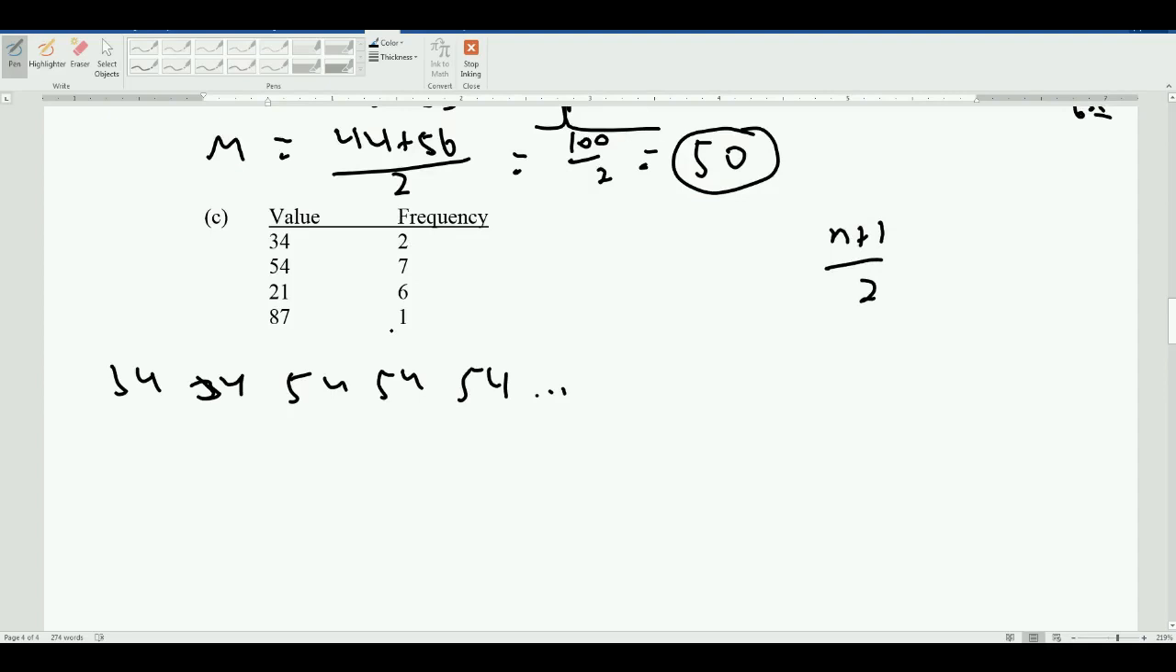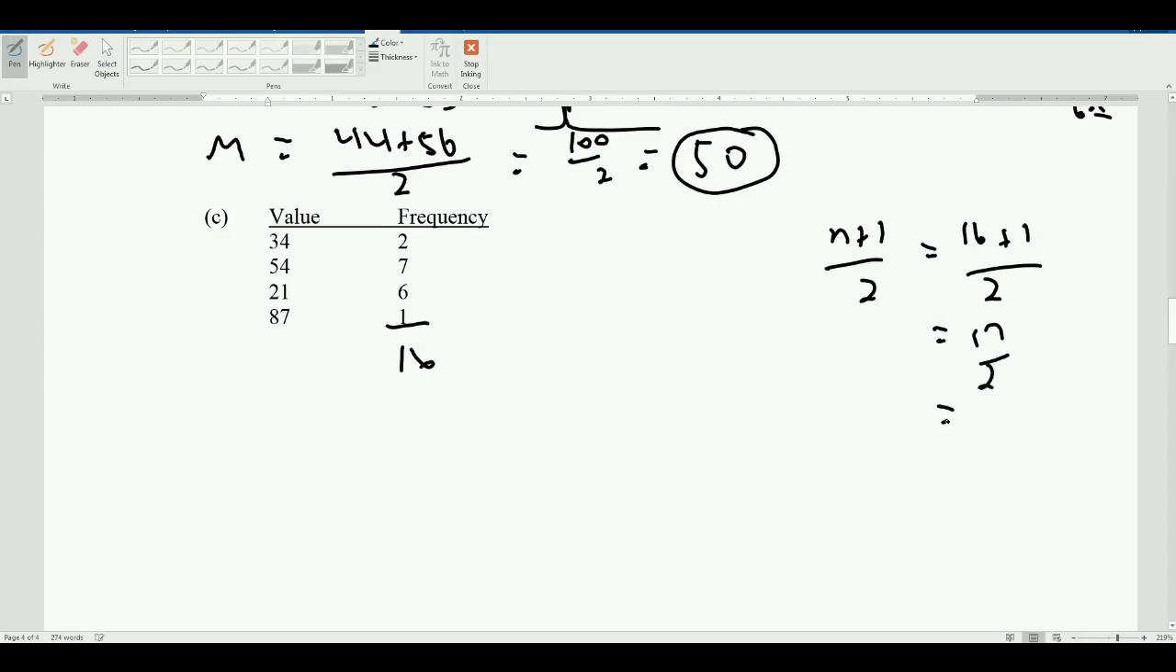So when I add those up, if you want to list them all out, that's fine, I just don't want to. So when you add them up, there's 16 values. 16 plus 1 divided by 2 is 17 divided by 2, and 17 divided by 2 is 8.5. So it's between the 8th and 9th values. And I may end up having to list them all, but see if you can follow along.